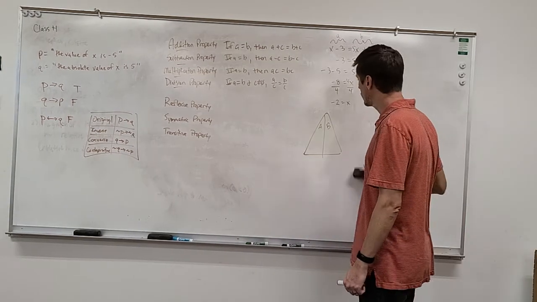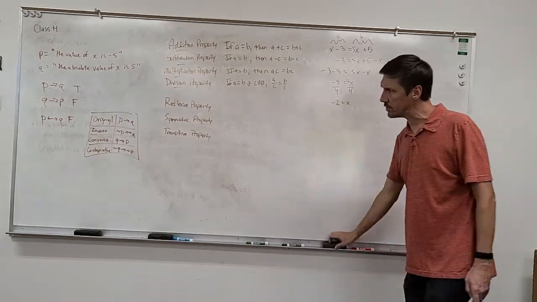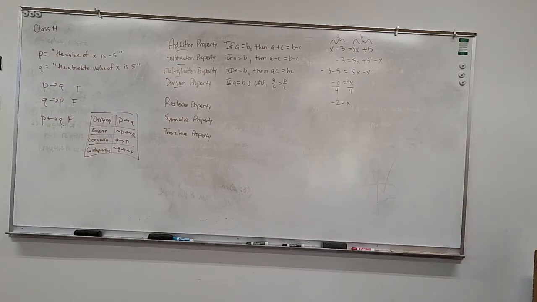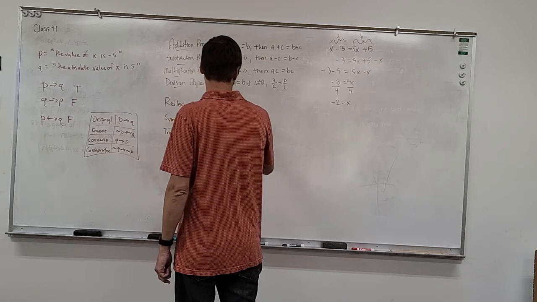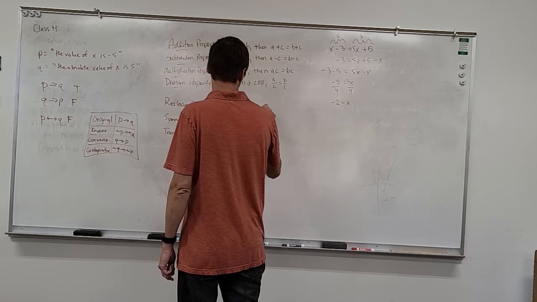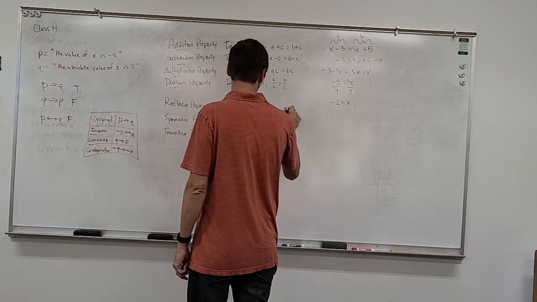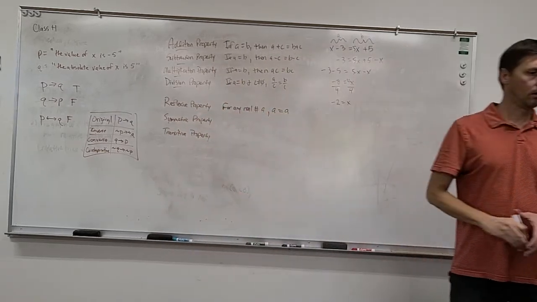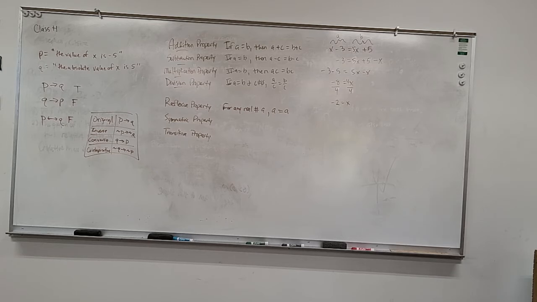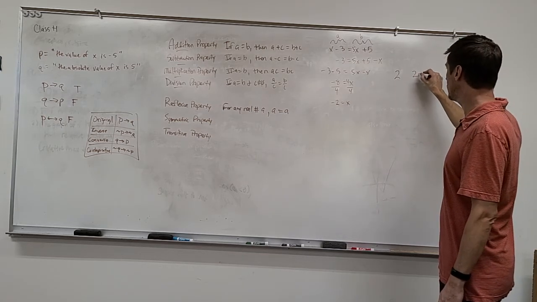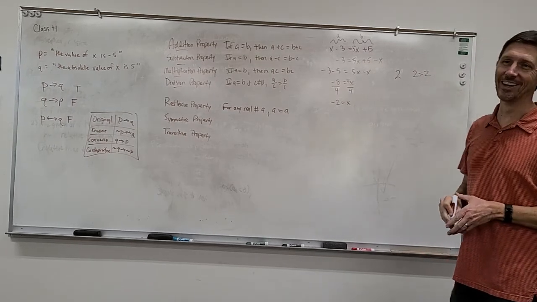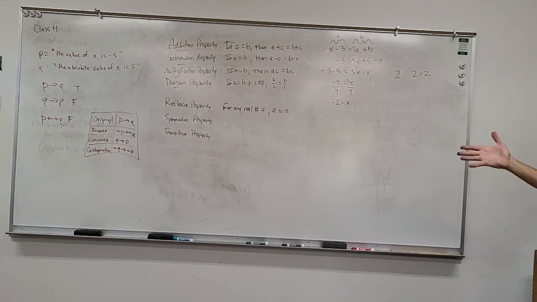All right. So let's talk about the reflexive property and the symmetric and the transitive property real quick. This just says for any real number A, then A equals A. And I know, you look at that and you're like, duh. Right? For any real number A equals A. So if I have 2, you're telling me I can say 2 equals 2? I know that. Right? But there's a property that states that.